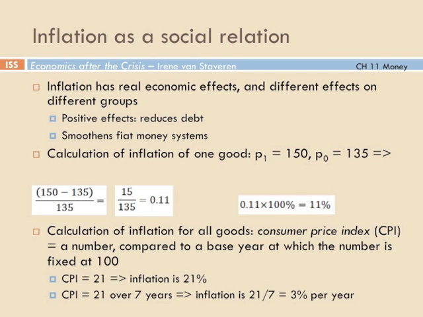First, you take the difference between the new price and the old price. Then you divide that by the old price and multiply it with 100% to get the inflation rate. So if the new price is 150, the old price 135, the difference is 15. You divide that by the old price, 135, and the result is 0.11. You multiply that by 100% to get the inflation percentage, and you get 11%.